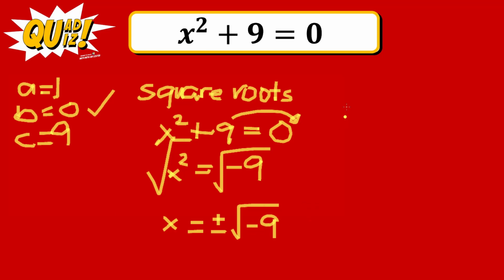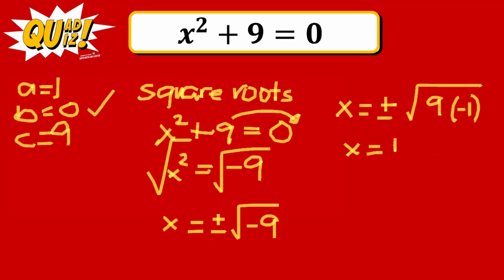But of course, again, as mentioned, you cannot get a square root of a negative number. So let's represent it like this. You have x is equal to plus minus the square root of 9 times negative 1, just to simplify the 9. Therefore, your x is both positive and negative square root of 9, which is 3, times the square root of negative 1. And that square root of negative 1, the representation for an imaginary number, is denoted as i.